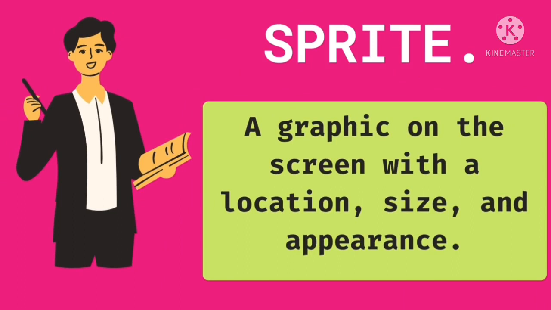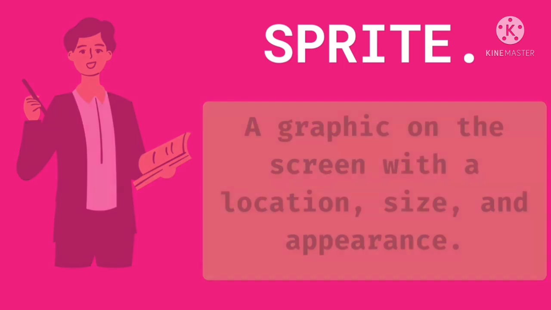The first word we're going to review today is sprite. In our previous lesson, we talked about this. Do you still remember? A sprite is a graphic on the screen with a location, size, and appearance. So sprites are the characters or the images on your screen. And remember, they have a location, they have a size, and you can also change their appearance.